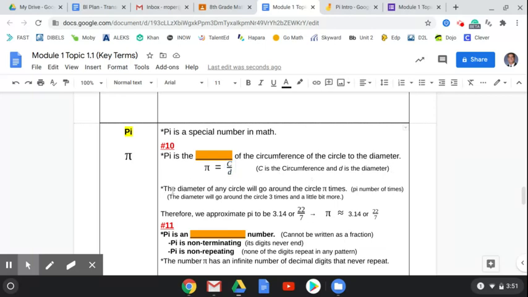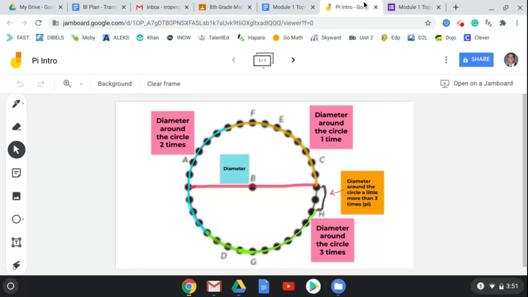Below that, it says the diameter of any circle will go around the circle pi times. So a pi number of times. The diameter will go around the circle 3 times and a little bit more. So let me try to illustrate this on this Jamboard.